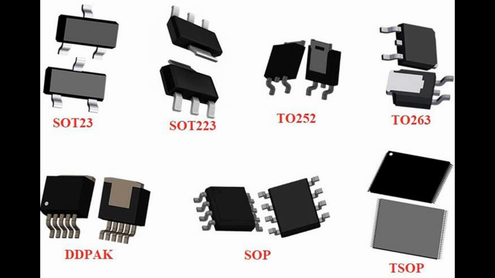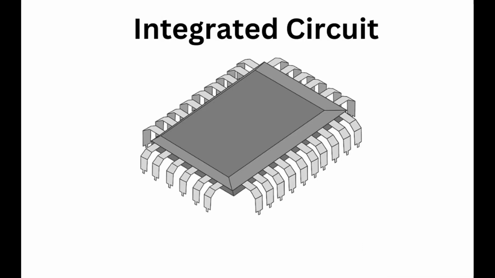6. Ethernet. Function: Ethernet is a standard for wired local area network, LAN, communication. Used for high-speed data transfer between computers, routers, and other network devices. IC type: Ethernet controllers are integrated into network devices, and standalone Ethernet controller ICs are available.